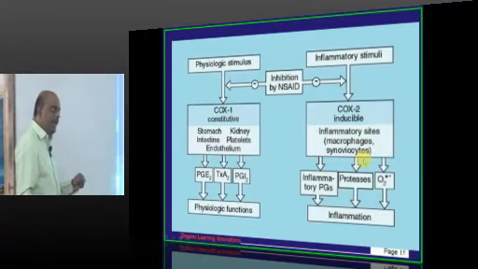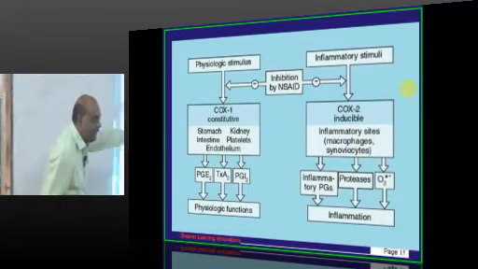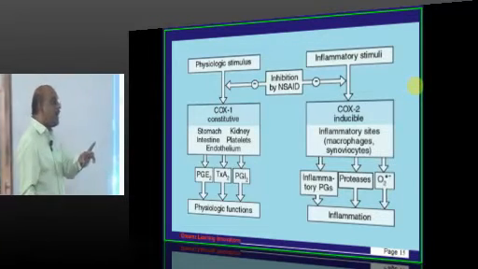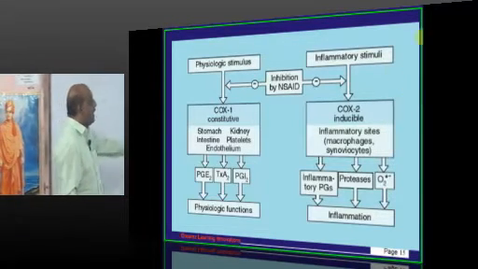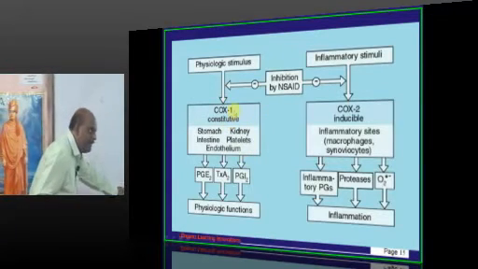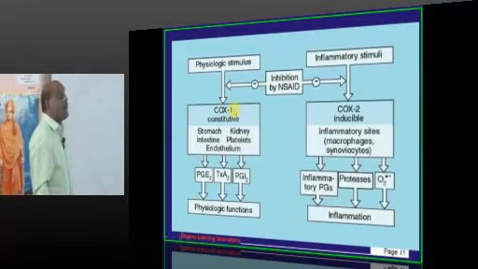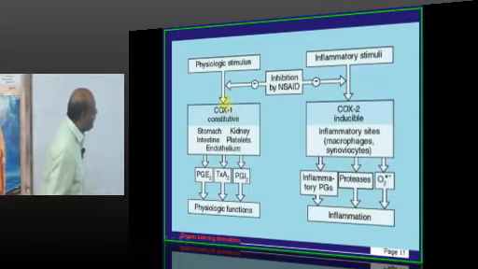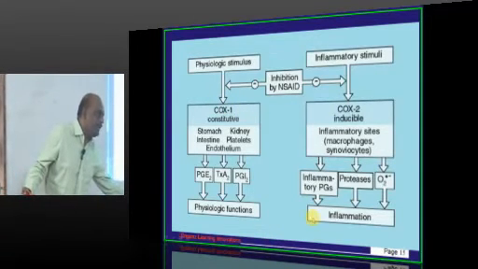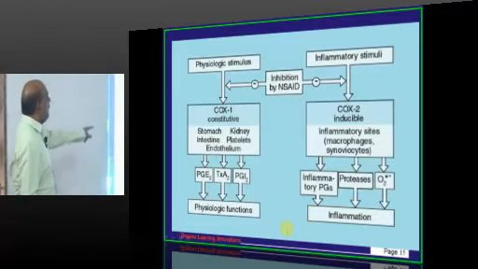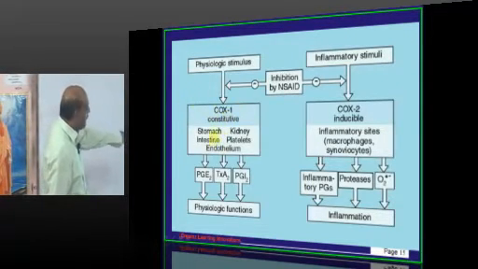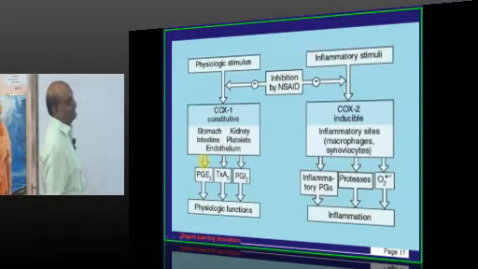You are giving a NSAID to mainly inhibit COX-2 to bring down inflammation. But unfortunately, if it is a non-selective inhibitor, it not only inhibits COX-2, it also inhibits COX-1, and you don't want COX-1 inhibition. So that is the reason whenever you are using a non-selective COX inhibitor, you have a hell of a lot of side effects on the stomach, on the kidney, on the intestine, platelets and endothelium.